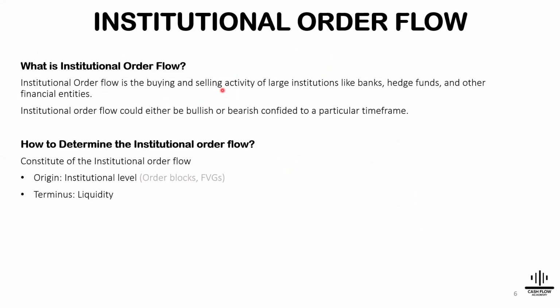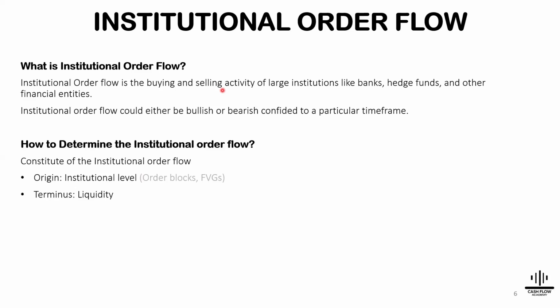So institutional order flow is not complete without liquidity. That's why I had to explain what liquidity is, how to identify it, and its delivery. Now, from the previous slide, we've understood that the market moves from external liquidity to internal liquidity, and from internal liquidity to external range liquidity. So now we're talking about institutional order flow. What is institutional order flow? Institutional order flow is the buying and selling activity of large institutions like banks, hedge funds, and other financial entities.